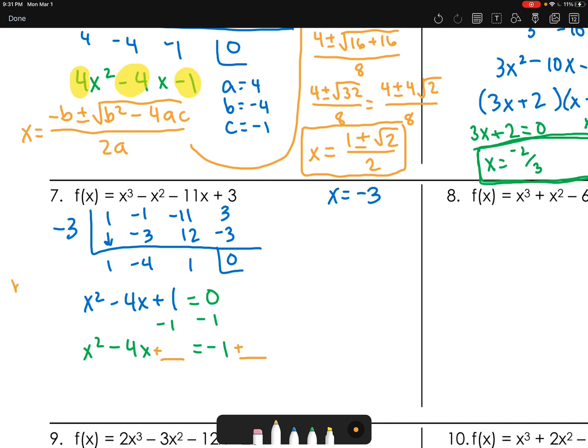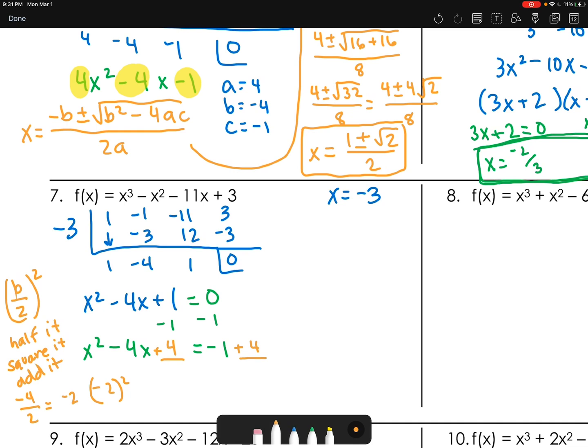Remember, I need to add b over 2 squared to both sides. Half it, square it, add it. So I'm going to take negative 4, divide it by 2, negative 2, and I'm going to get negative 2 squared. And I'm going to add 4 to both sides. Okay?